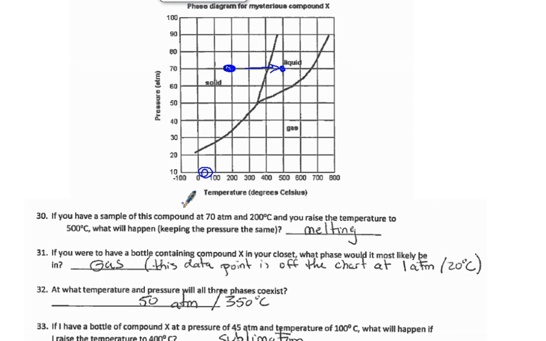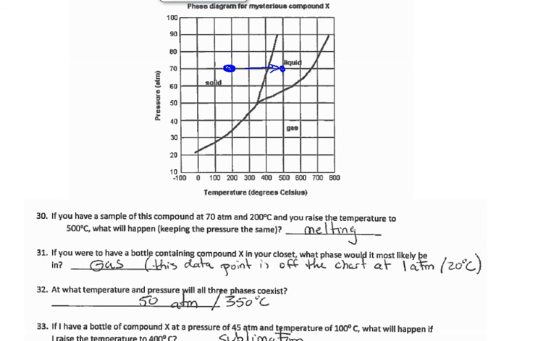Most rooms are around 25. The pressure's down in that zone there. Technically, I guess we should be down here, a little bit above 0 atmospheres, so somewhere in here. Any which way you look at it, though, we are on this side. We are in the gas zone. So what have you got in your bottle? You've got gas.